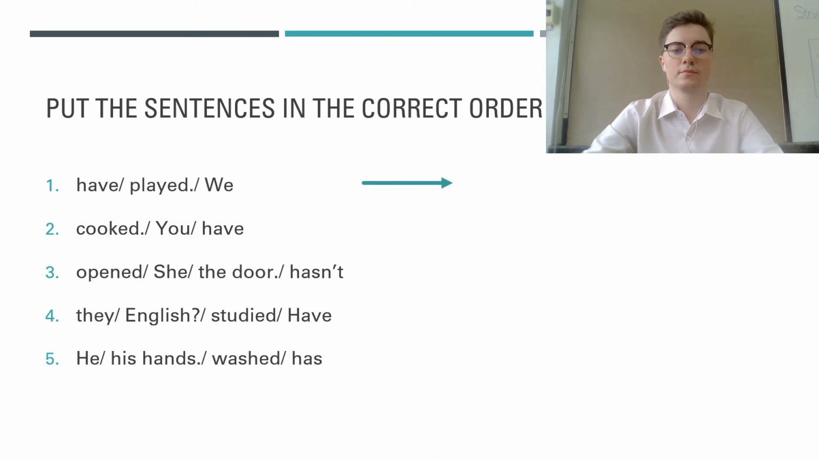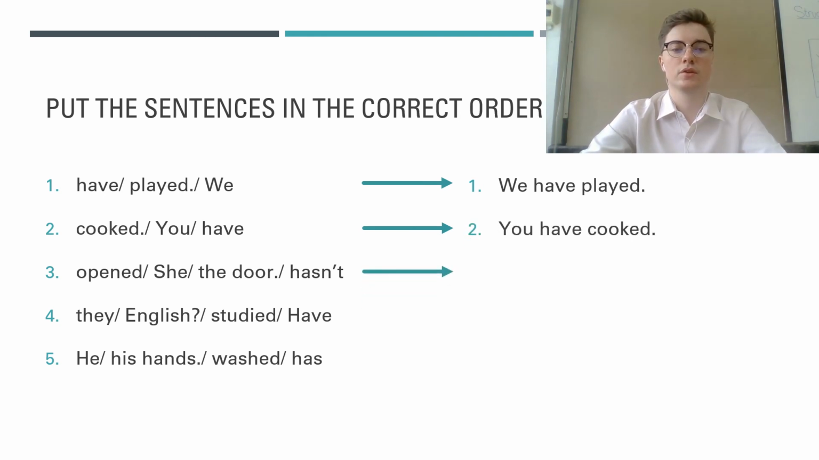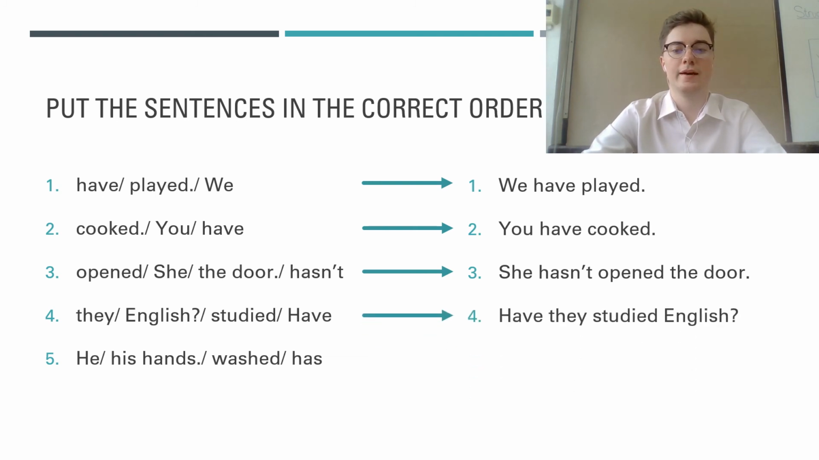So, answers. Number 1 is we have played. Subject, have, verb 3. Number 2, you have cooked. Number 3, she hasn't opened the door. Number 4 is a question, have they studied English? Have, subject, verb 3, and object, which is English. Number 5 is he has washed his hands.